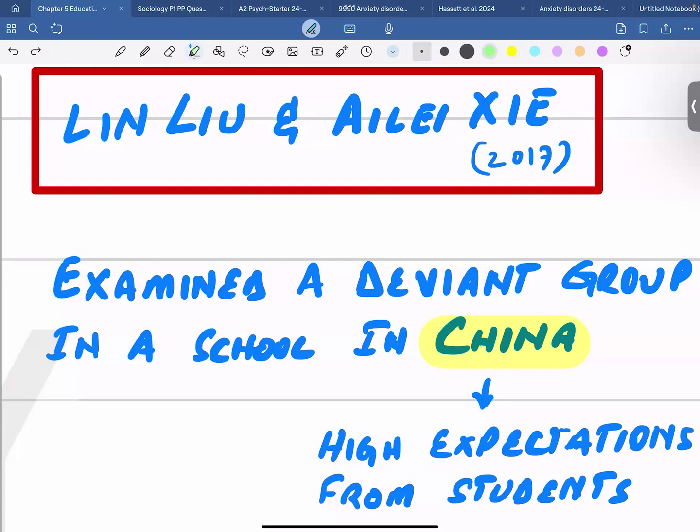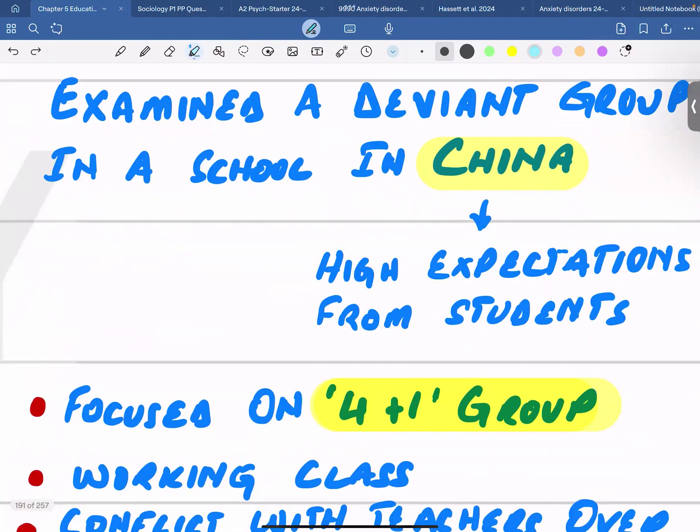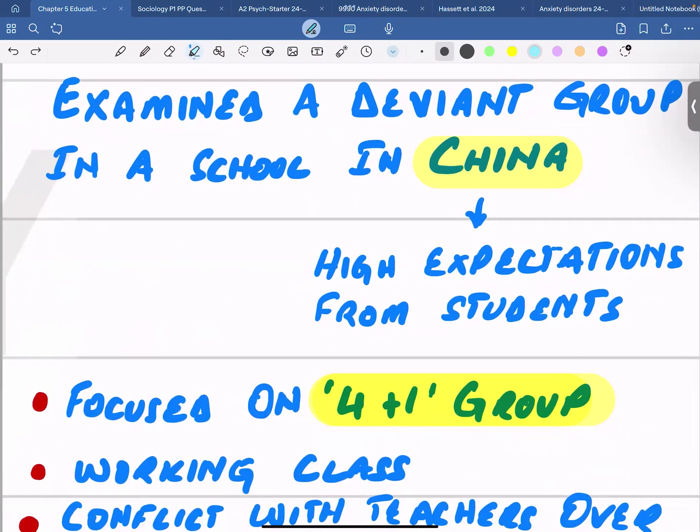They tried examining a deviant group that was apparently formed, I'm using the word apparently, in a school in China, right? So Liu and Ji in 2017 examined a deviant group in a school in China. Now, as we talk about the Chinese culture, we all have an idea that Chinese people are very hardworking. Not only that, their family, their social group, their schools, they all have very high expectations from students. And not everyone is meant to meet those expectations.